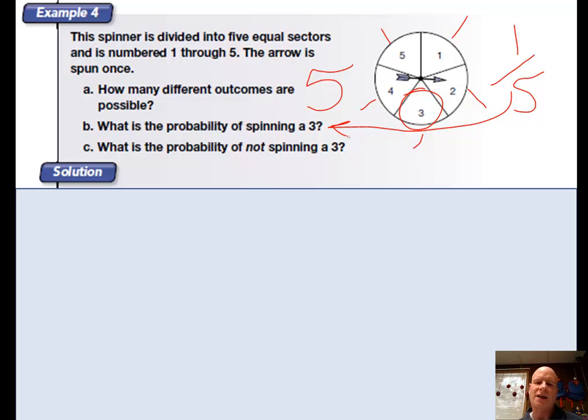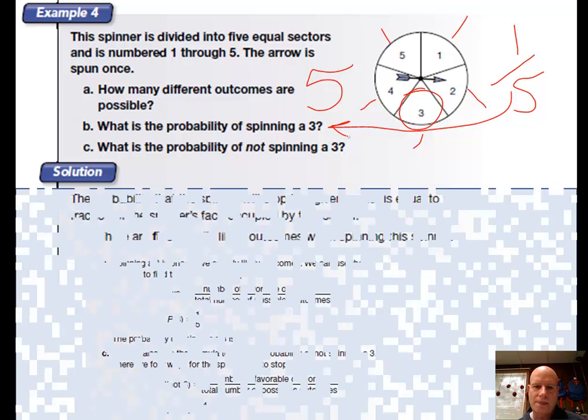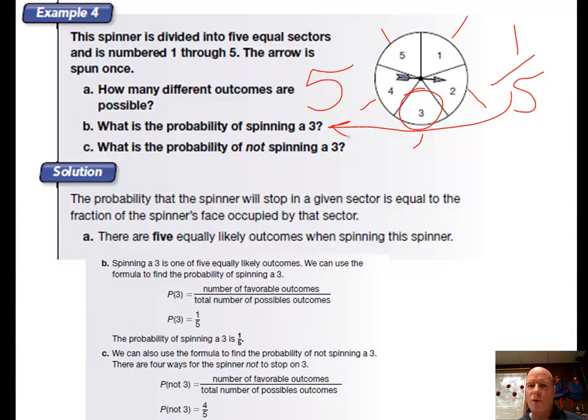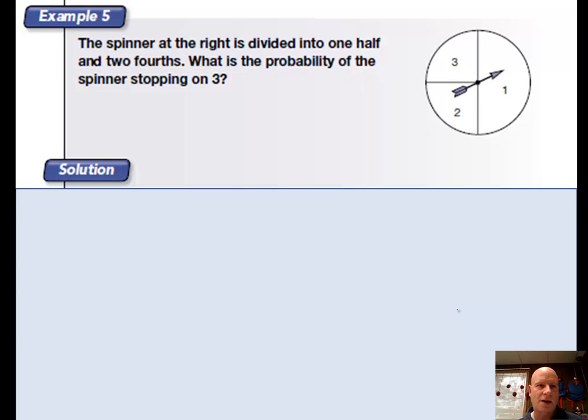What's the probability then of not spinning a 3? Hopefully you came up with 4/5. And all of this just explains everything that we just did. Favorable outcomes over total outcomes possible.